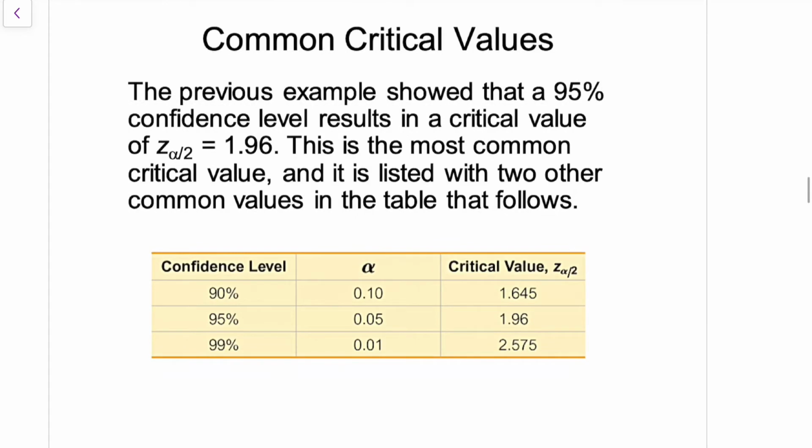We can also get very common critical values, right? This critical value of 1.96 corresponds to a confidence level of 95%. There are other common confidence levels we've said of being 90% confident and 95% confident and 99% confident. Their critical values are listed in the chart below.